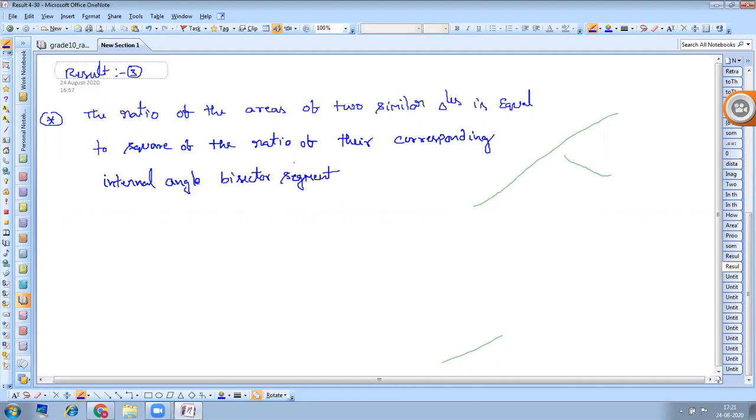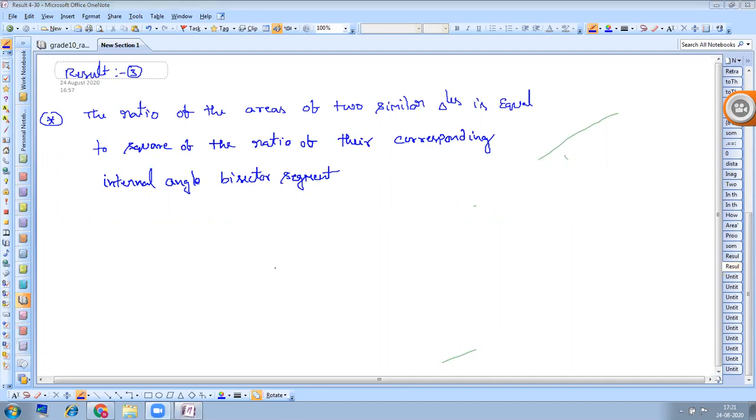Before, with the median, it was the altitude. Now it is the internal angle bisector. So you have to prove it the same way. Take the internal angle bisector from any one vertex, take the parts of the triangles and prove both are similar. Automatically you can prove the ratio of the areas will be equal to the square of the ratio of the internal angle bisectors. So you can try this on your own.